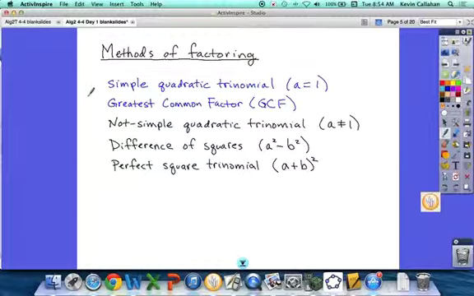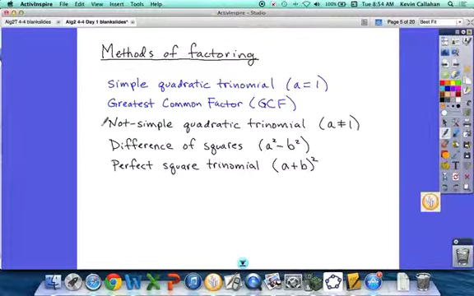And then we're going to do what's called greatest common factor, commonly abbreviated GCF. So if you say, what kind of factoring is this? If you say GCF, we all know what you mean. GCF, greatest common factor. Right, these are the 3 that we'll do next time.